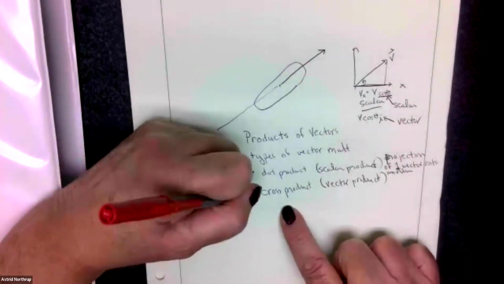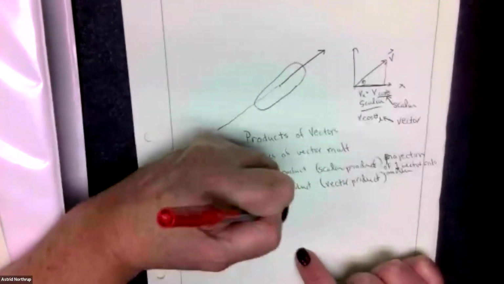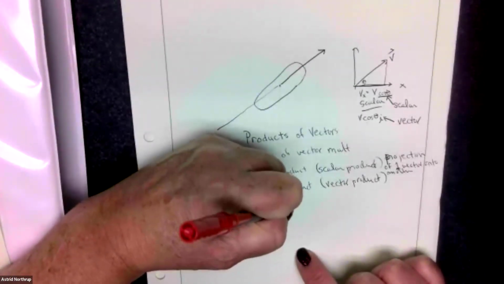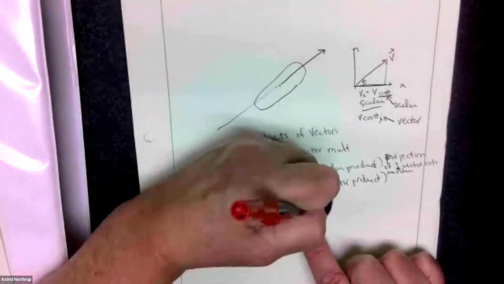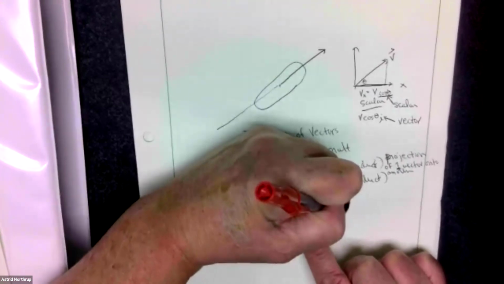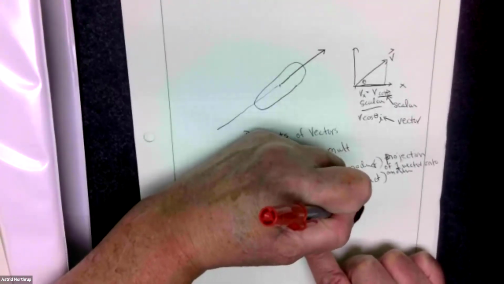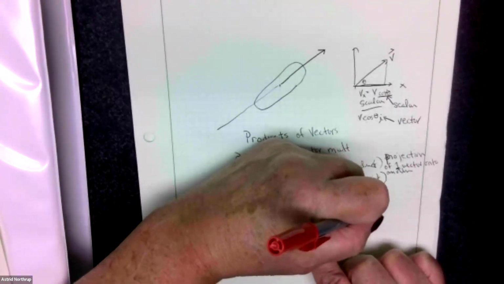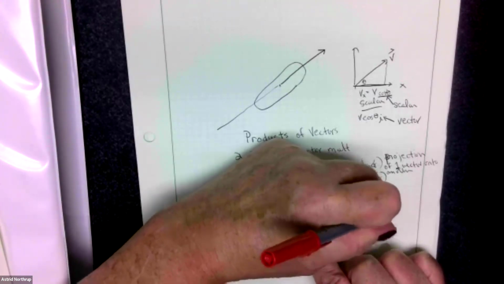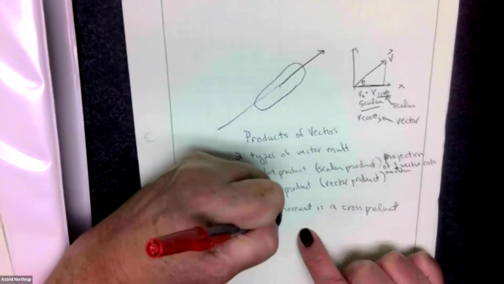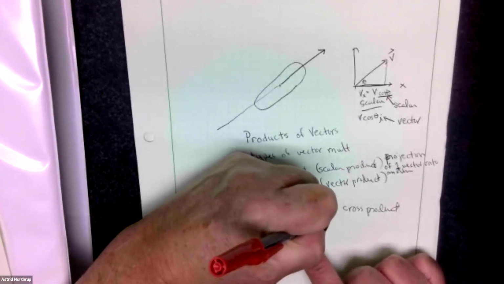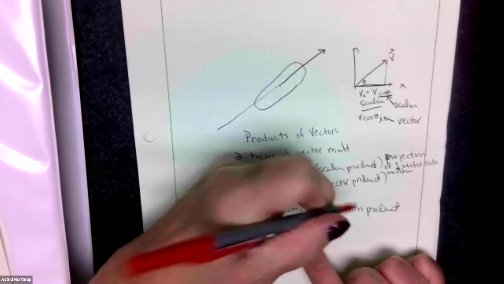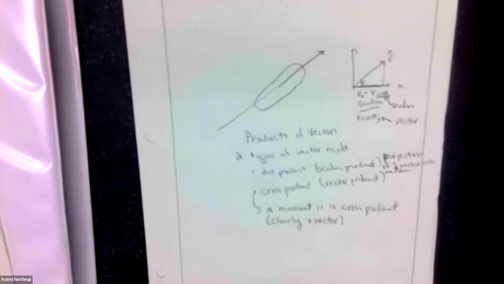All right, now what about a cross product? A cross product is mathematically what we need to do to find a moment. And it is clearly, unabashedly a vector.